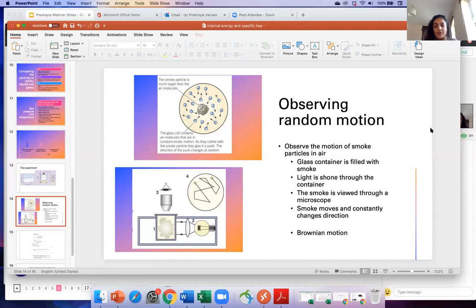So if you guys do want to take it one step further and have a look for yourselves and research around the topic, if you are interested, it's called Brownian motion, and you can look it up and see more about why gases behave the way that they do.